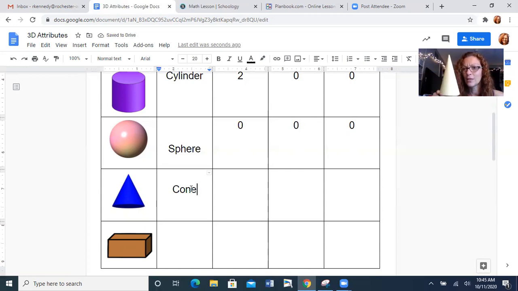All right, so let's look at this cone. I wish I had ice cream in it. Chocolate chip cookie dough. Yum. Okay, focus, Mrs. Kennedy. No ice cream for you right now.